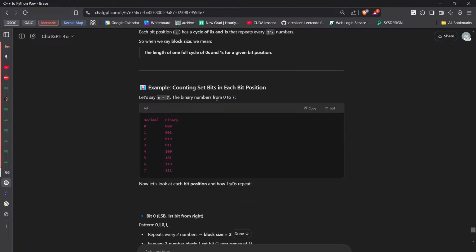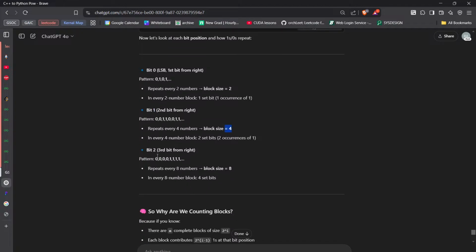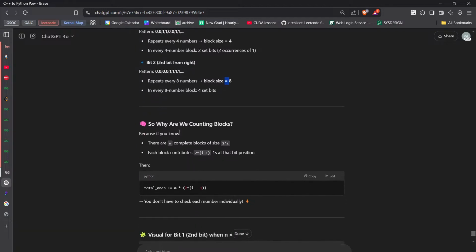Let's say n is equal to 7. Let's look at the bit positions. For bit 0, the pattern is 0 1. It repeats every 2 numbers. Block size is equal to 2, that is 2 raised to 1. For bit 1, it will be 2 raised to 2, 4. Block size is 4. Then 8. 4 set bits. So why are we counting blocks?